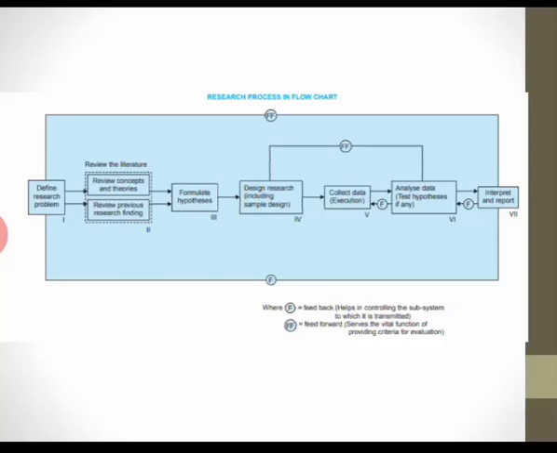First, we should define a research problem, that is, an area of interest. Then we will review the literature, all the things regarding that particular area of interest which are known. We will try to collect as much information as possible, and from this information we will try to formulate a hypothesis, that is, why this particular thing is happening. Next, we will design the research, including the sample design, that is, the formulation of the research work we will do in the next step. We will collect the data and analyze the data. At last, we will interpret the data and report it. So this is the research process in a flowchart.